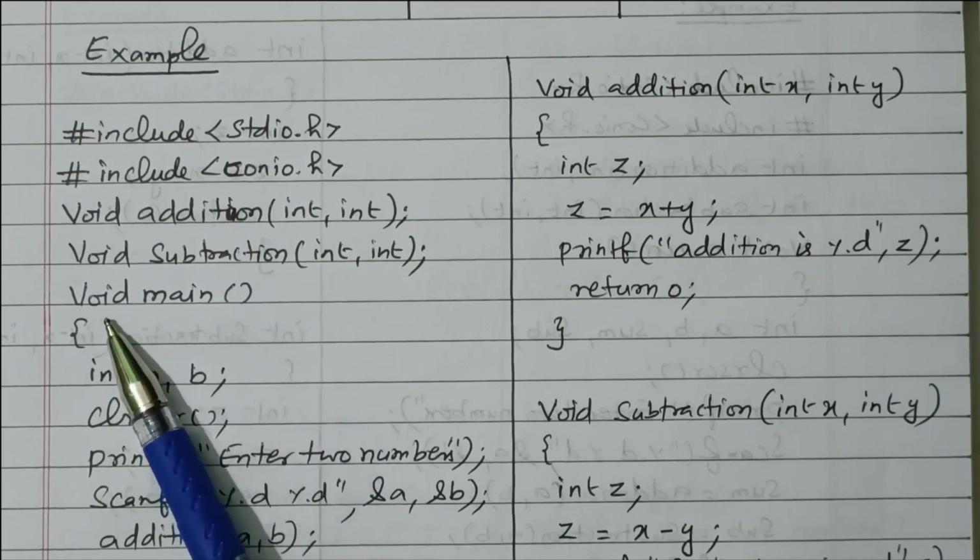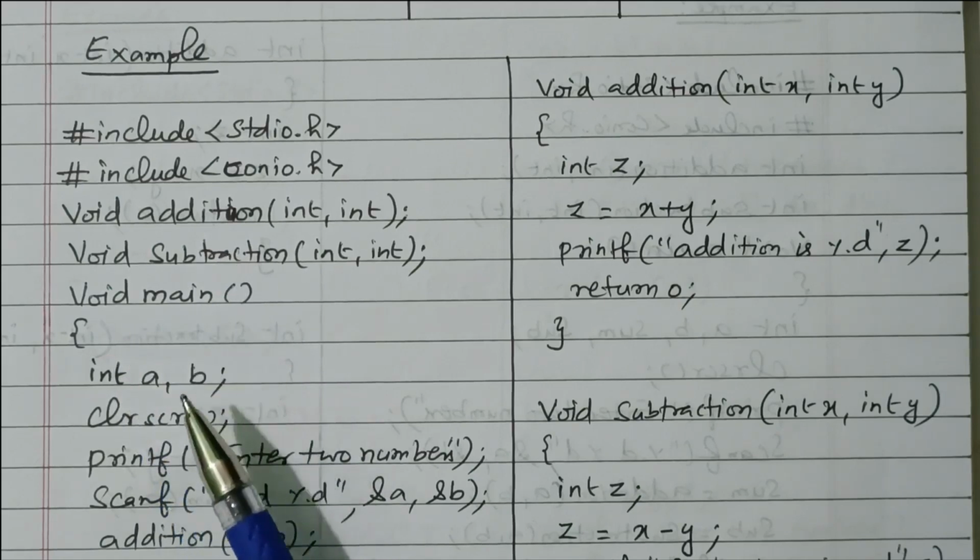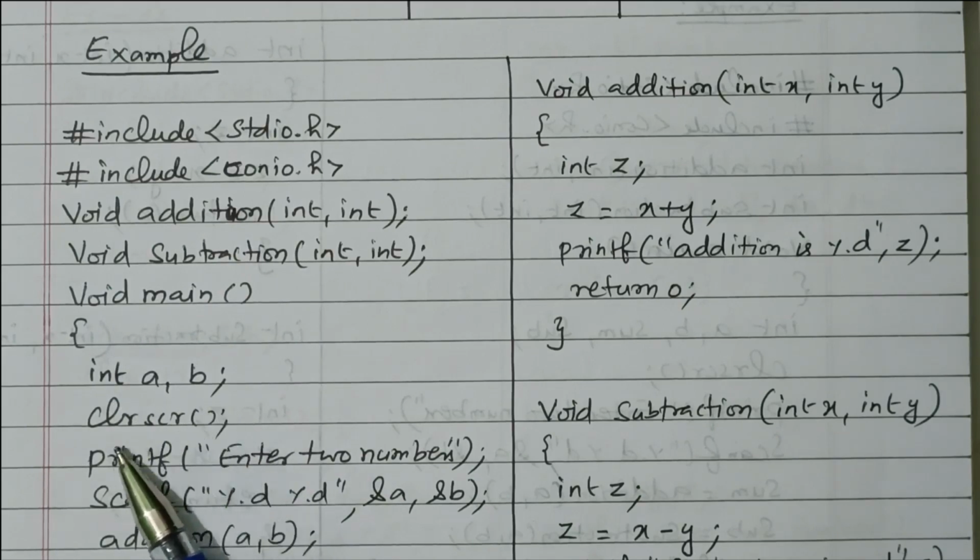Now we'll start the main program, void main. Here we declare two variables, integer a, b. Then after clearing the screen, we ask the user to enter the two data values.